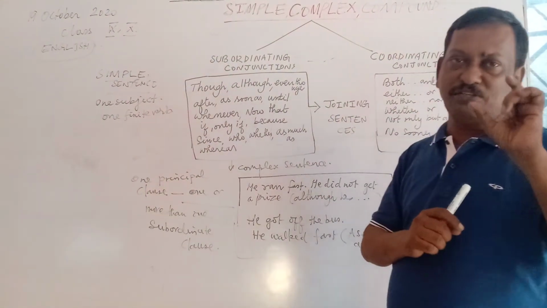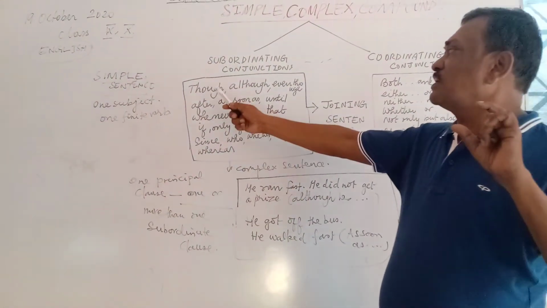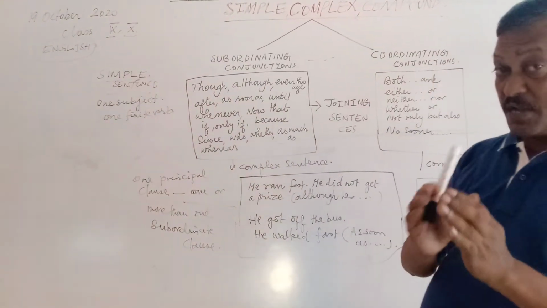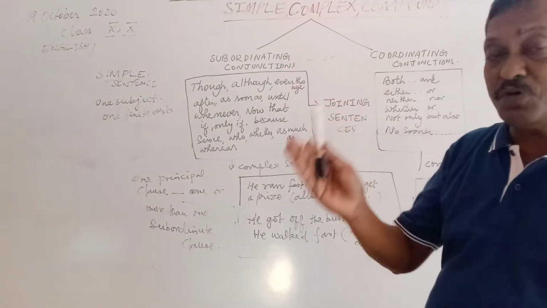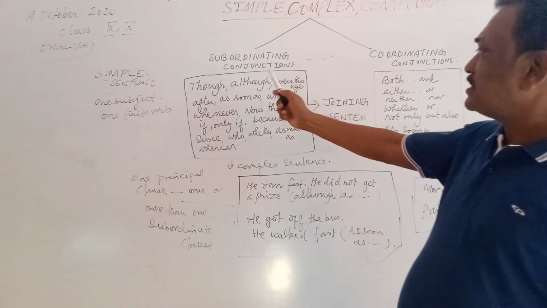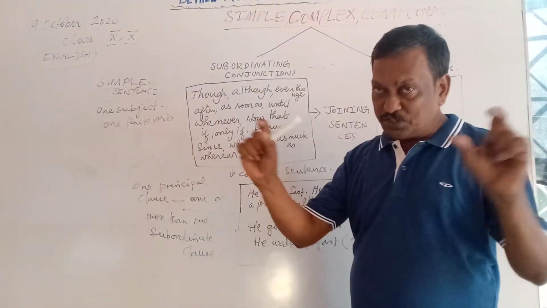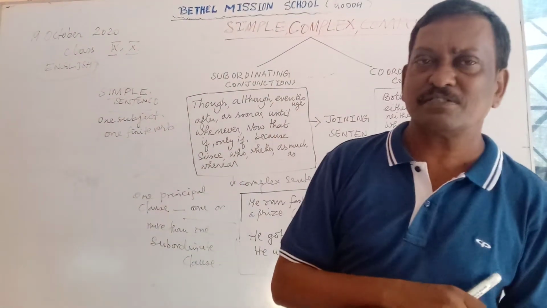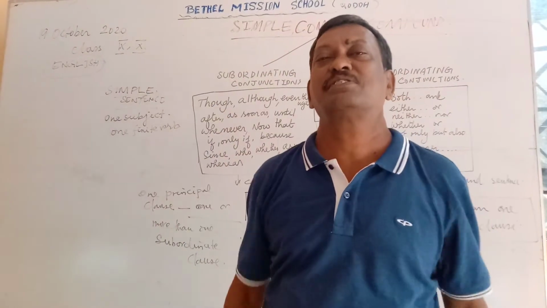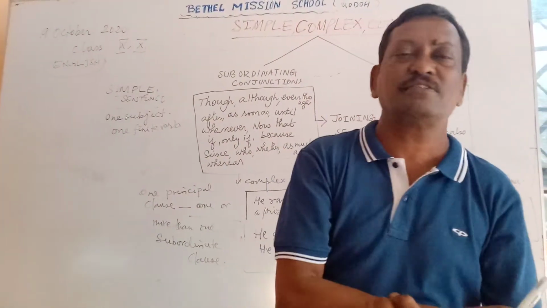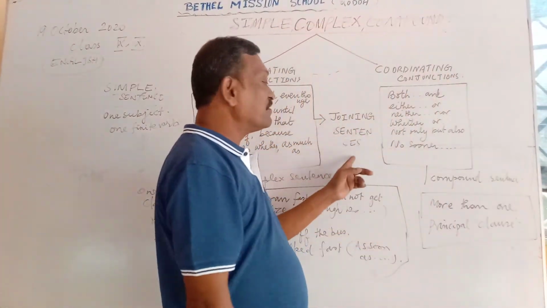Conjunctions are words. Sometimes a single one, sometimes two words coming together. So these words help us to connect two sentences. They help to club sentences. They are able to join sentences. That is the work of a conjunction.